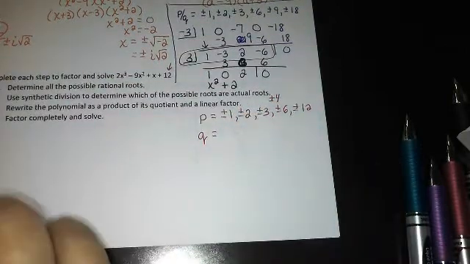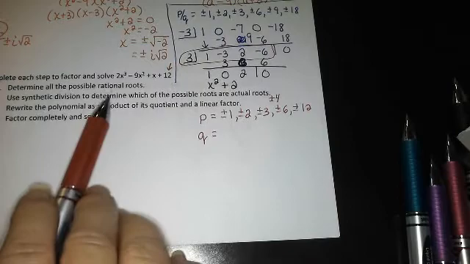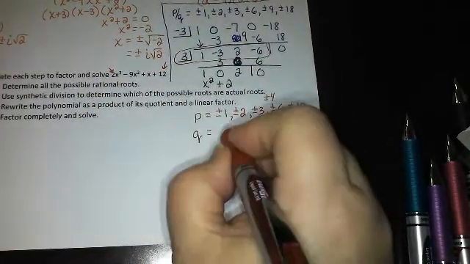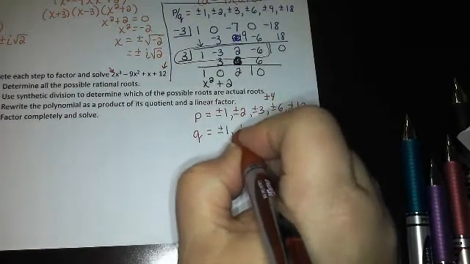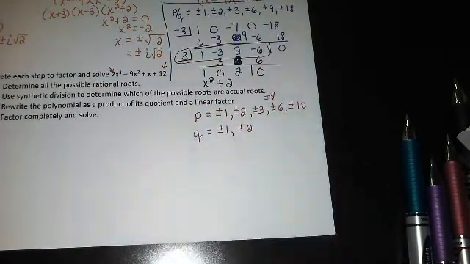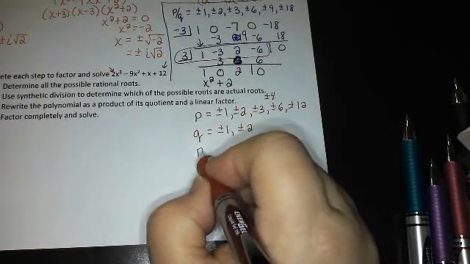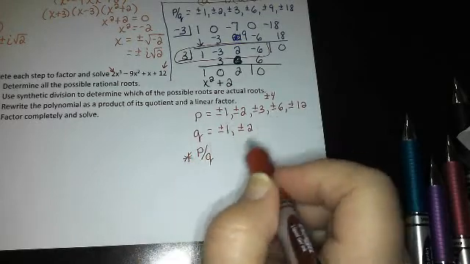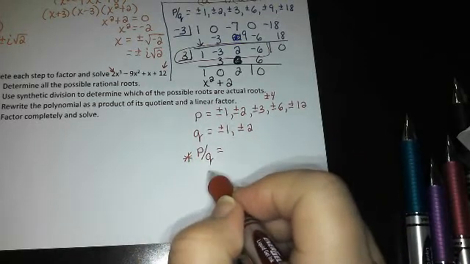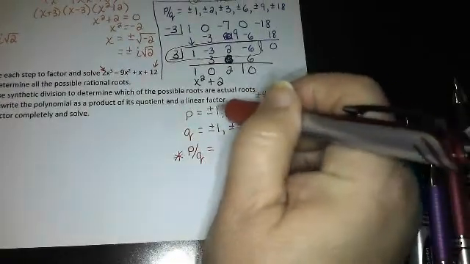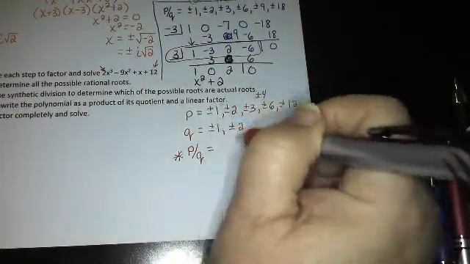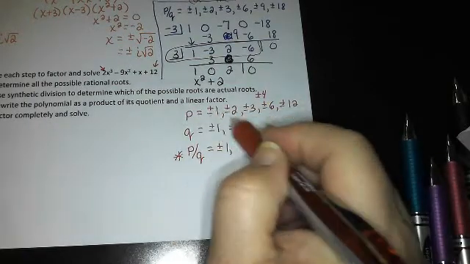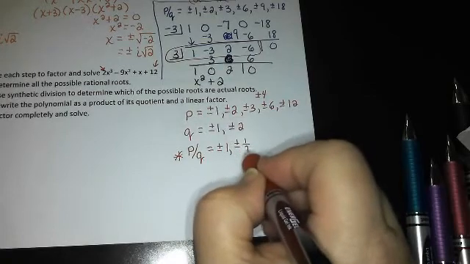Now, I gave you a q-value this time that's not a 1, didn't I? It's a 2. So let's list all the factors of 2. Plus or minus 1, plus or minus 2. So when they ask you to list all of the possible rational roots, they want the p over q. So we just take each one of these p-values and divide it by each one of the q-values. So 1 over 1 is 1. 1 over 2 is a half.